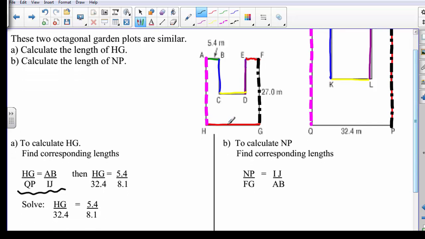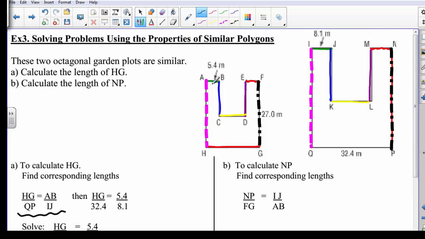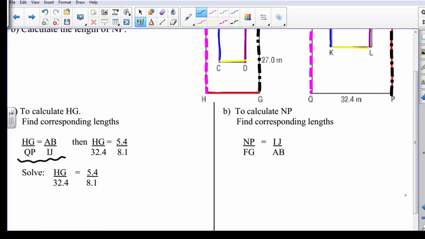So we will have two ratios. They are proportional. HG to QP equals AB to IJ. Both of these are corresponding sides, and both of these side lengths are given. So I use this piece of information to set up the proportion: HG over 32.4 equals 5.4 over 8.1. Based on this proportion, to find HG, I can cross multiply. HG times 8.1 equals 5.4 times 32.4.